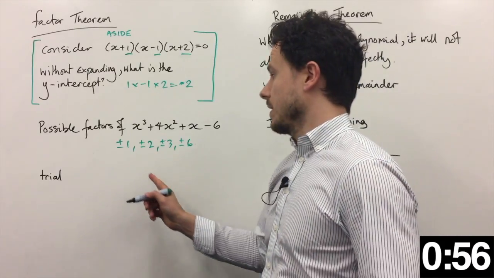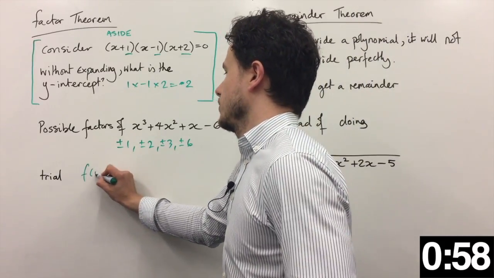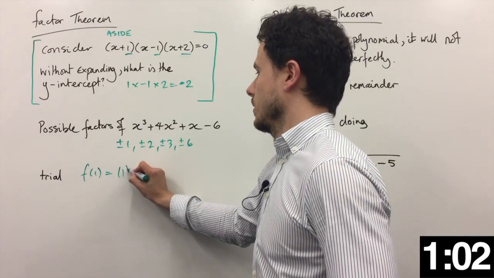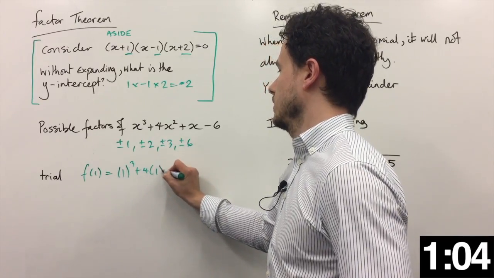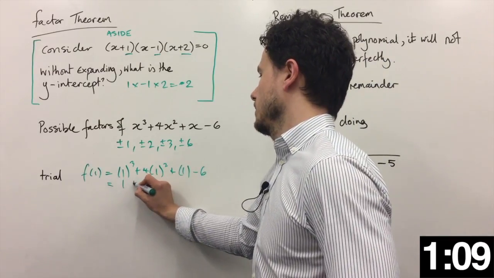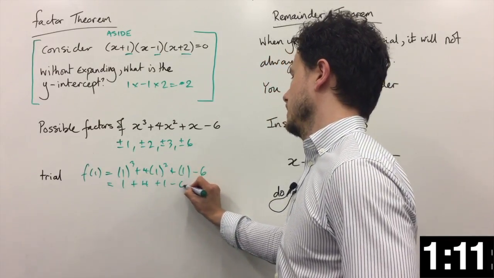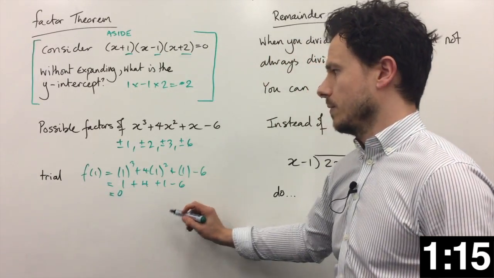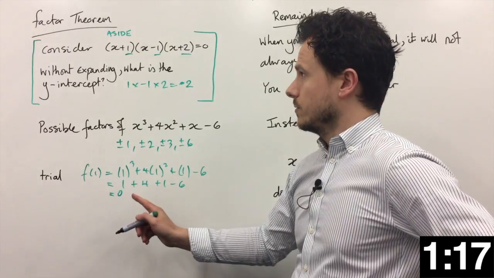If I wanted to see whether that was a root or not, if I substitute that in, I should get 0. Okay, so let's test it out. So I'm going to get 1 cubed plus 4, 1 squared plus 1 minus 6. So 1 plus 4 plus 1 minus 6. So 4, 5, 6. So yes, indeed, I get 0. So 1 is a root.